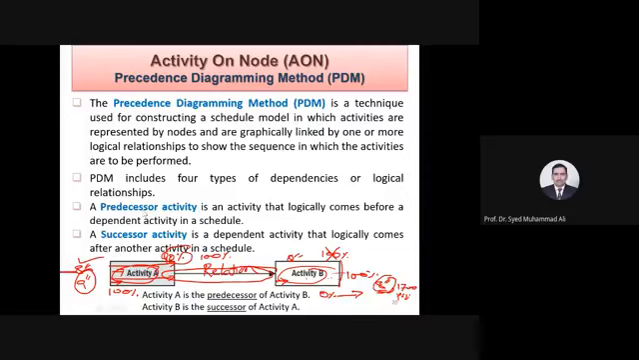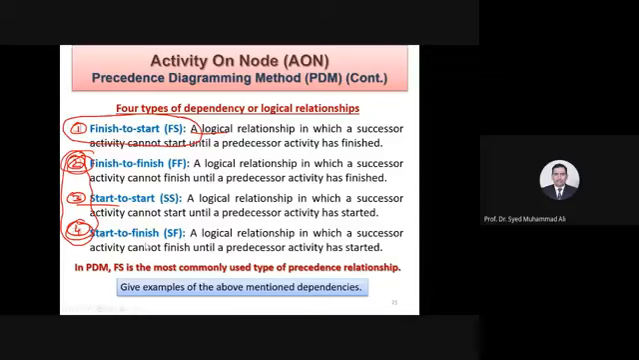چلیں، آئی ایم سوری فار پریویس مسٹیک، میں اسٹارٹ ٹو فنش کو ایکسپلین کر رہا تھا اور میں ایکسپلین ایکچولی فنش ٹو فنش تھا. سو اسی طرح ہم سوچ سکتے ہیں اسٹارٹ ٹو فنش کیا. اسٹارٹ ٹو فنش ہے لاجیکل ریلیشن شپ ان وچ سکسیسر ایکٹیویٹی کین ناٹ فنش انٹل دی پریڈیسیسر ہیز اسٹارٹیڈ.